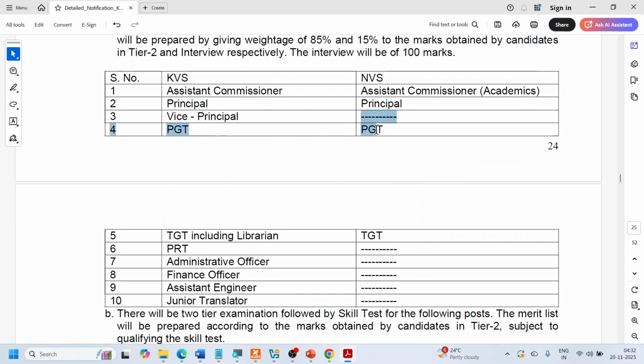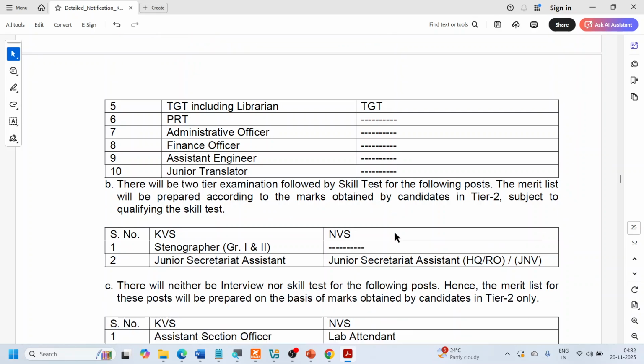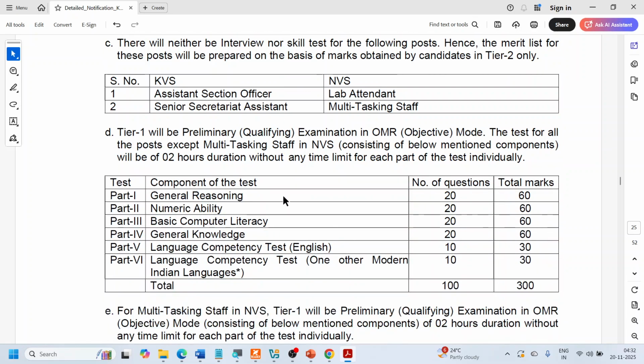For example, for PGT, interview will be there. For principal, assistant principal, interview will be there. For others, administrative, no interview will be there. Stenographer, it is not there. The secretary assistant, there will be interview, and so on.